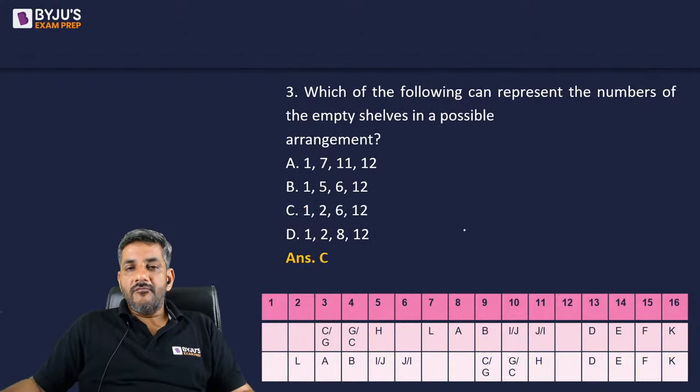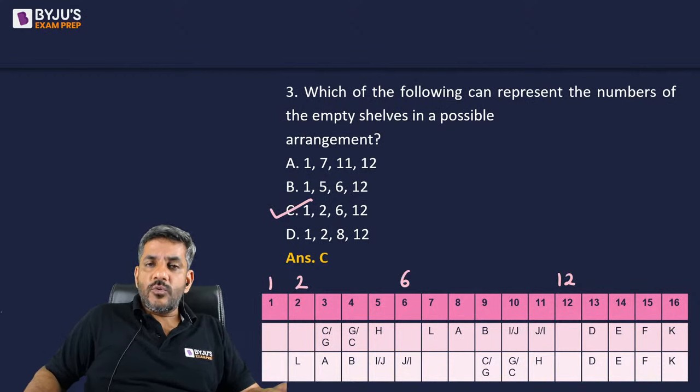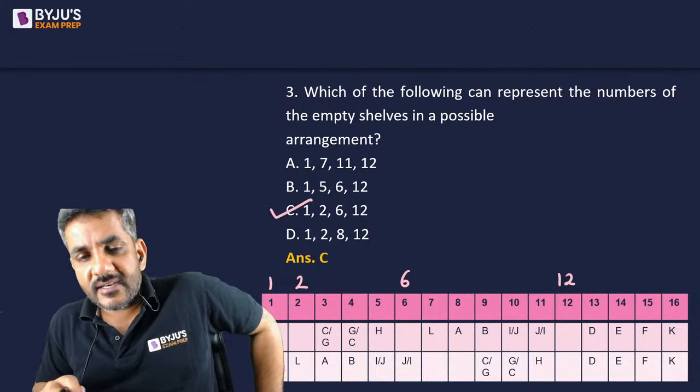Third, which of the following can represent the number of empty shelves in a possible arrangement? तो जो empty shelves क्या हो सकते हैं? They can be 1, 2, 6 and 12. That is a possibility, और वही दे रखा है तो सीधा सीधा सी आंसर है। In case 1, I see 1, 2, 6 and 12 are empty shelves. So that itself is the correct answer.